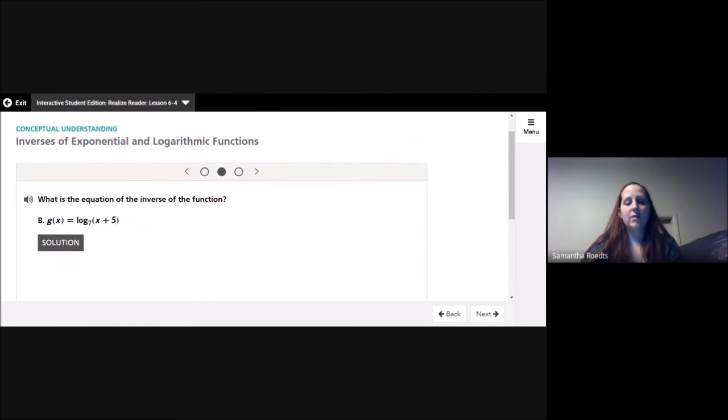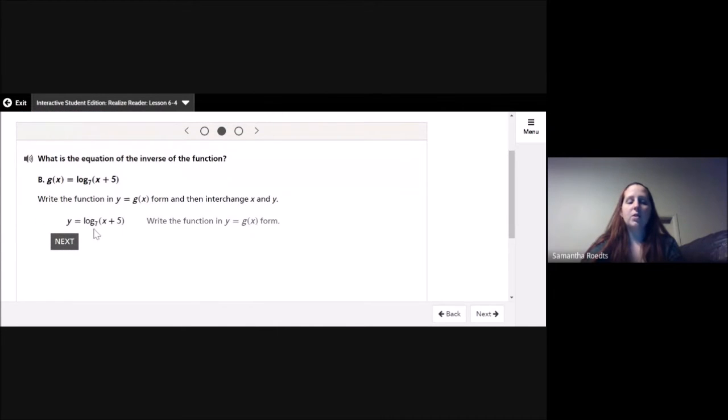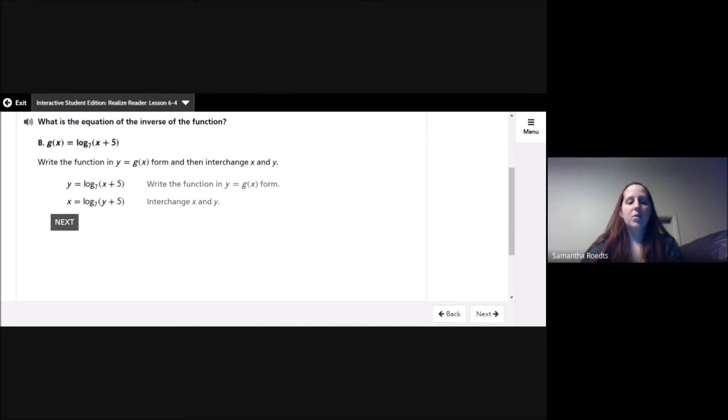What is the equation of the inverse of the function g of x equals log base 7 x plus 5? So I write the function in y equals g of x form and then interchange x and y. So y equals log base 7 x plus 5. I switch my x and y. So x equals log base 7 y plus 5.